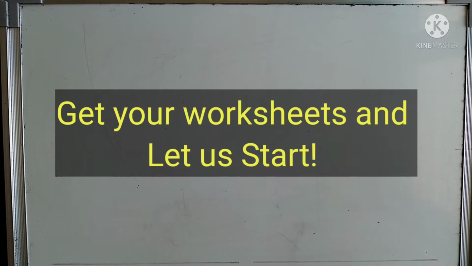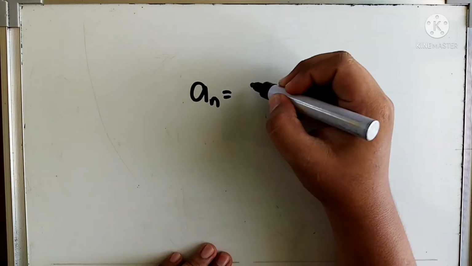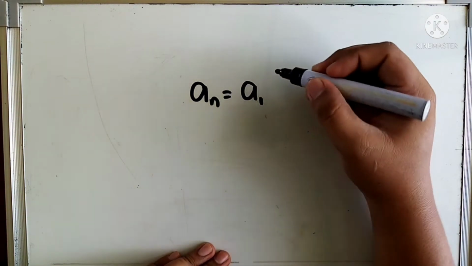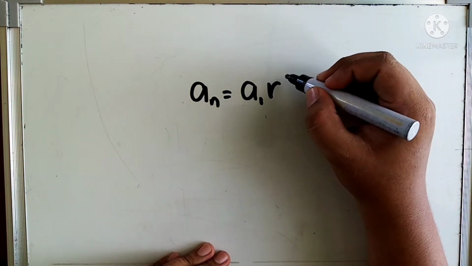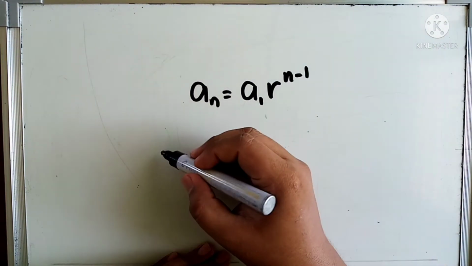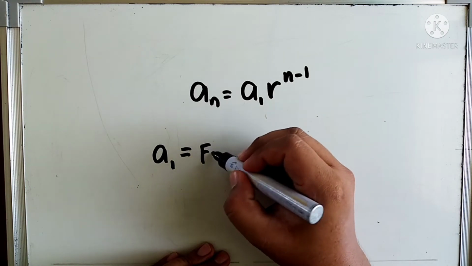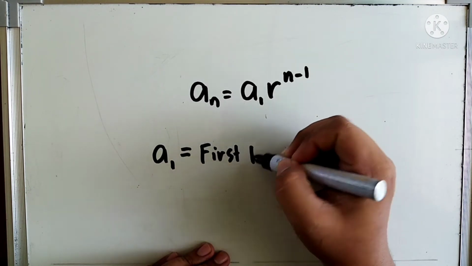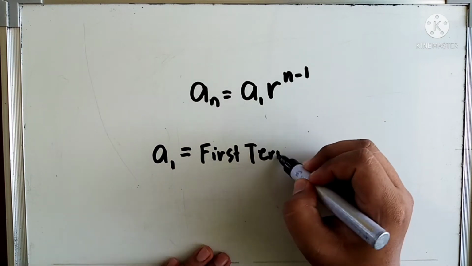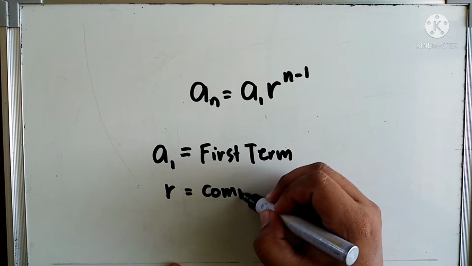So, tandaan natin na ang formula ng geometric sequence ay a sub n equal to a sub 1 times r raised to n minus 1. So, ang ibig sabihin ng a sub 1, ito yung inyong first term. So, ang r naman, ito yung inyong common ratio.